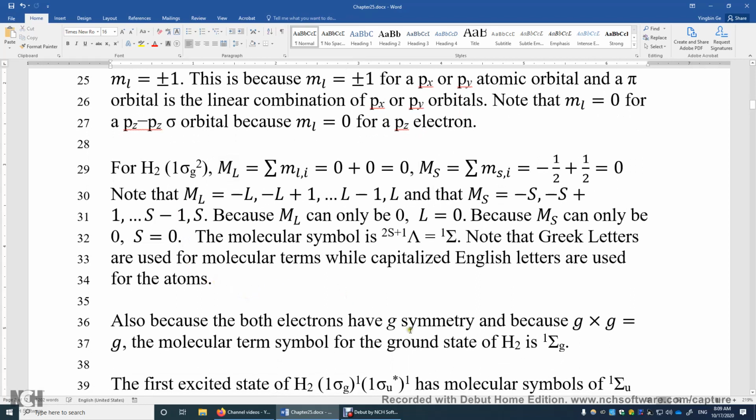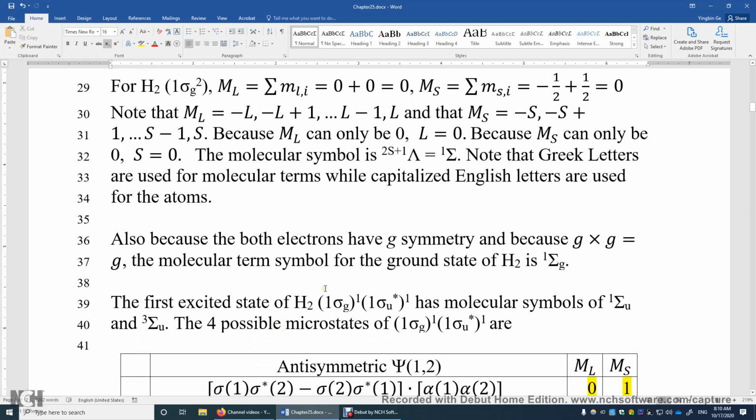Because both electrons have the g symmetry, so you can look at this sigma g orbital. You have both electrons with the g symmetry. And g times g is g. Therefore, the molecular term symbol for the ground state of H2 is 1 sigma g. By the way, g times u is u. u times g is u. u times u is g. g and u are referring to symmetric and anti-symmetric with respect to the inversion center.